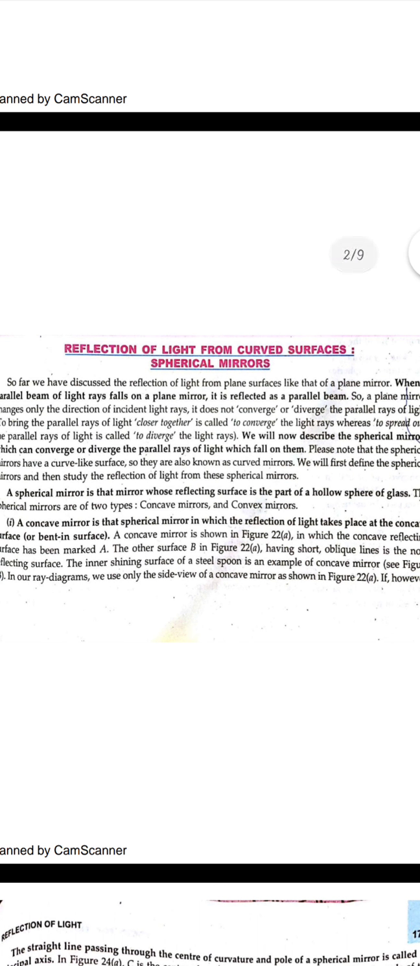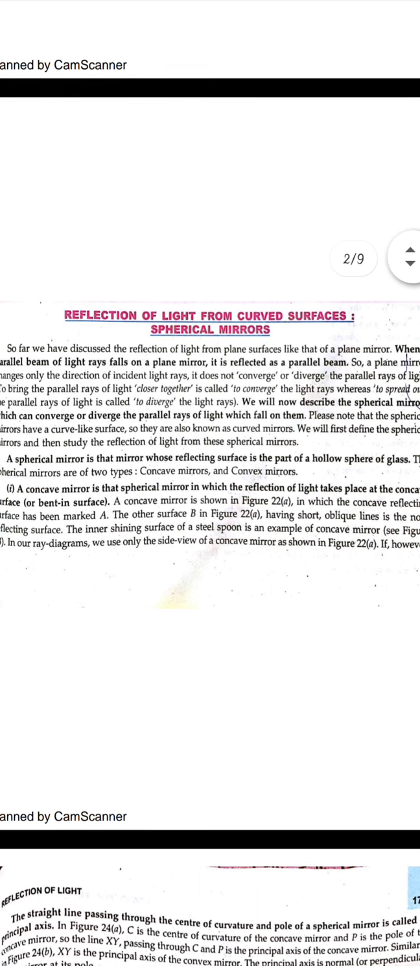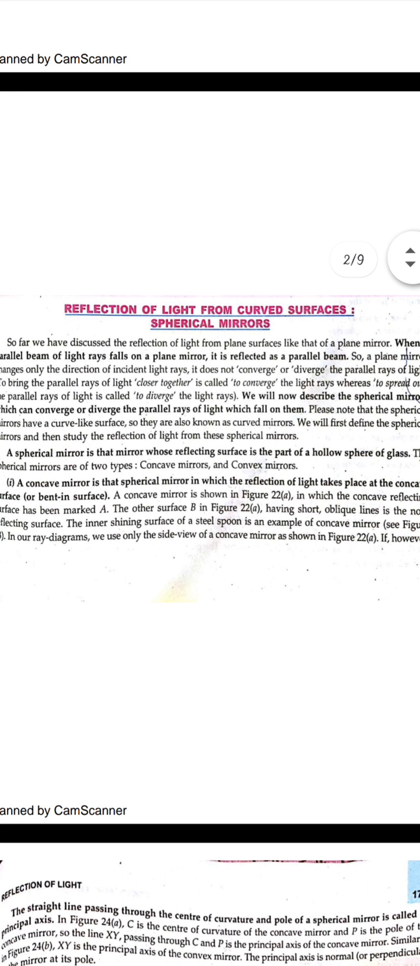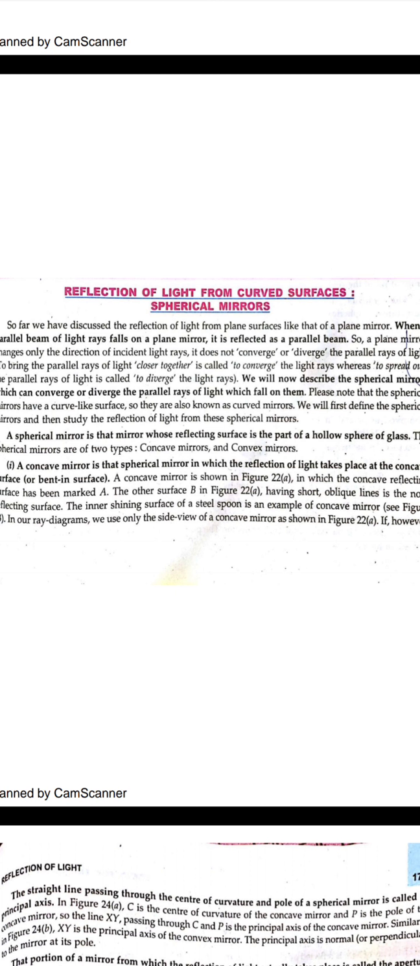Next, we have seen that there are two phenomena of light. One is reflection and the other is refraction. For reflection, we have seen that whenever a light ray falls on a surface, strikes at a point and comes back in a direction, it is said to be reflection, right? The light ray which falls on the surface is said to be the incident ray, and the light ray which is coming back is said to be the reflected ray.